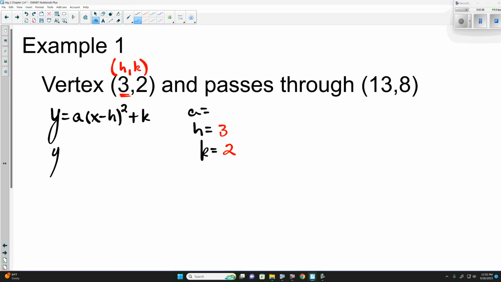And we could go on and plug that in, saying y is equal to a times (x minus 3) squared plus 2. We replace h and k with what they're equal to. H is 3, k is 2, and we get this here. Questions on this so far? Questions on anything we've done so far?